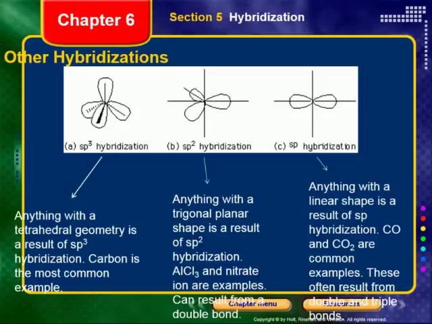You can associate these different types of hybridization with those different shapes. If you're looking at something that's linear, there's going to be probably some sp hybridization. If you're looking at something that is trigonal planar, you're going to have some sort of sp2 hybridization. And if you're looking at something that is tetrahedral, you're looking at something that is sp3 hybridized.